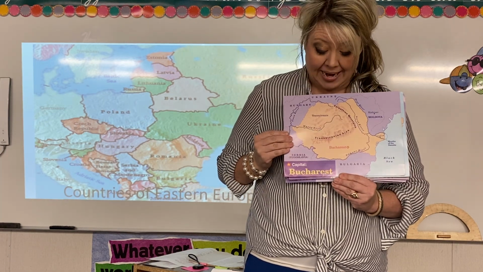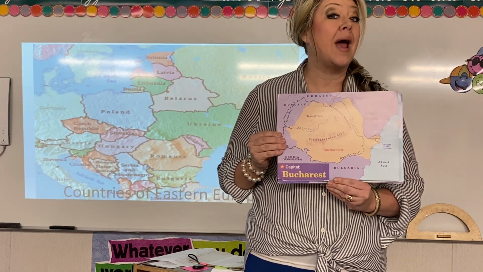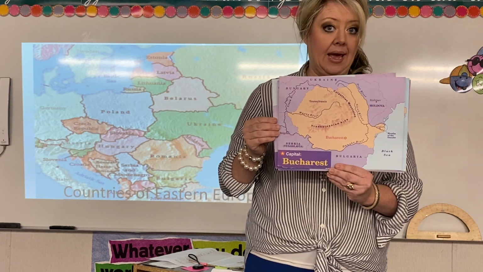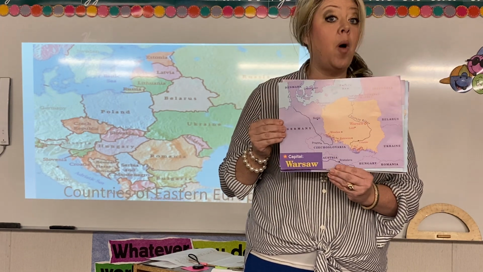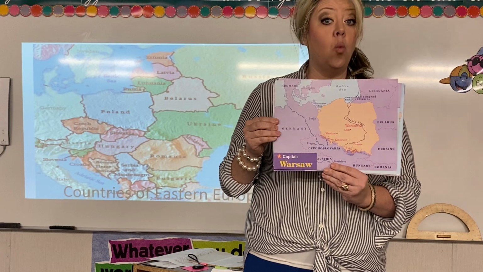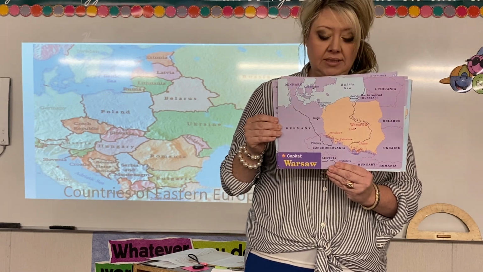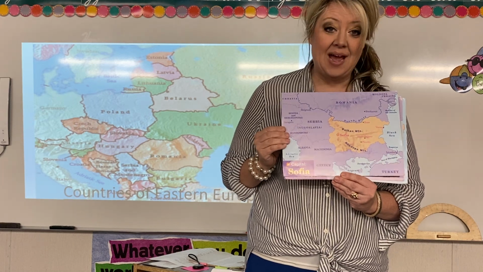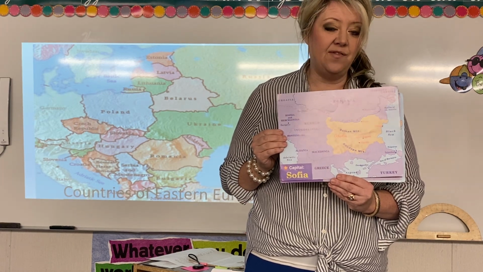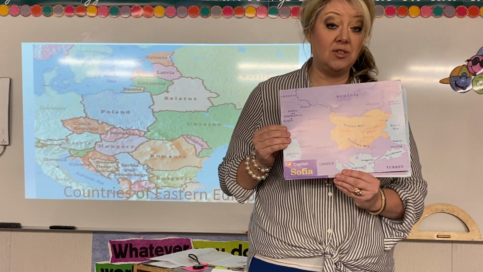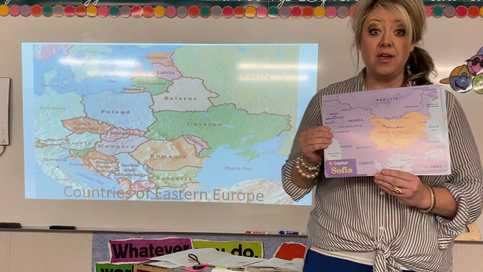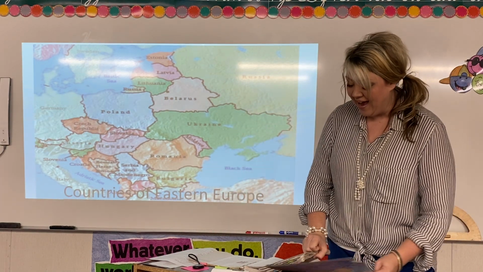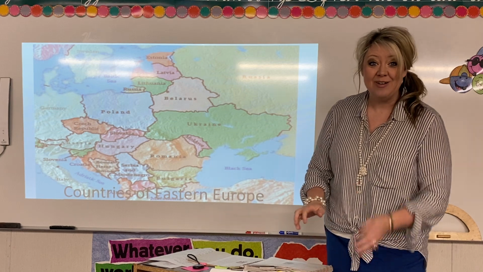Here is Romania, and its capital is Bucharest. Bucharest, Romania. And then you have Poland, and its capital is Warsaw. Warsaw, Poland. And then the final one is Bulgaria, and its capital is Sofia. Sofia, Bulgaria. So these are some new countries and capitals that you will want to take note of as we continue working on our new chapter.